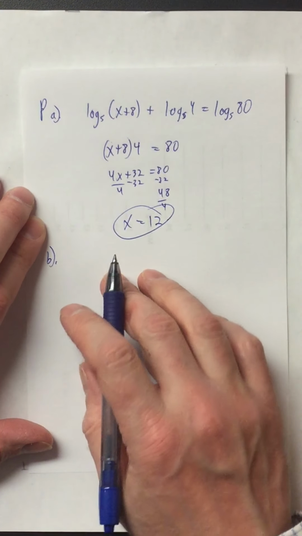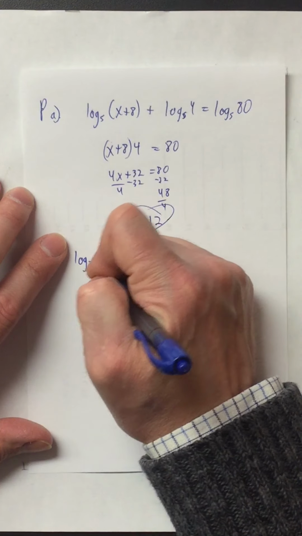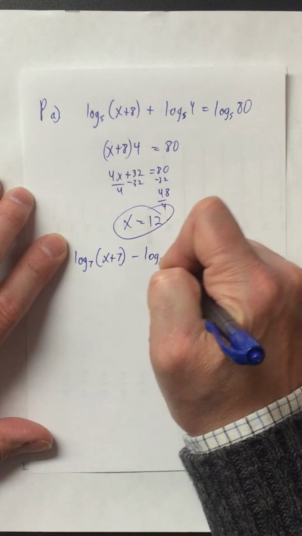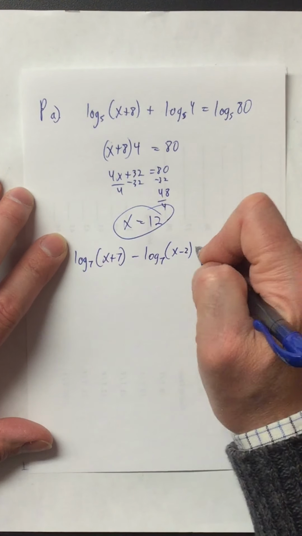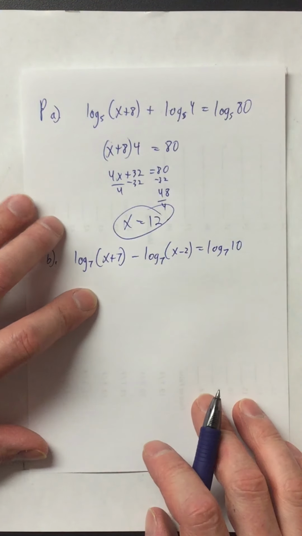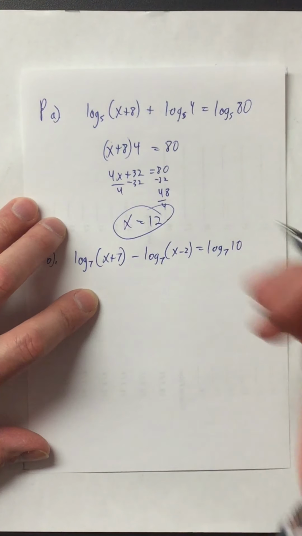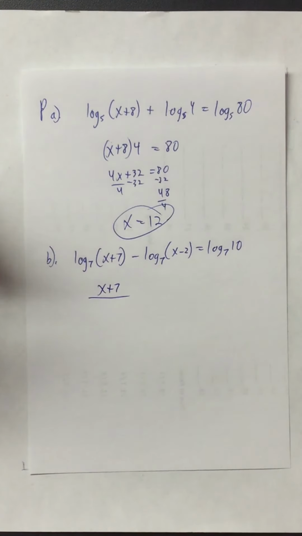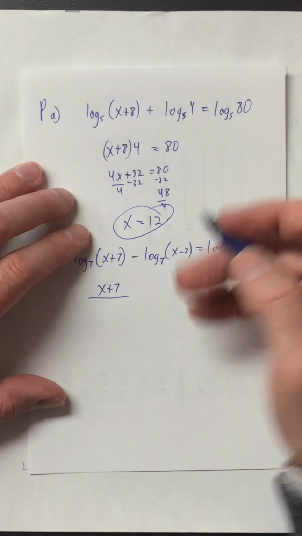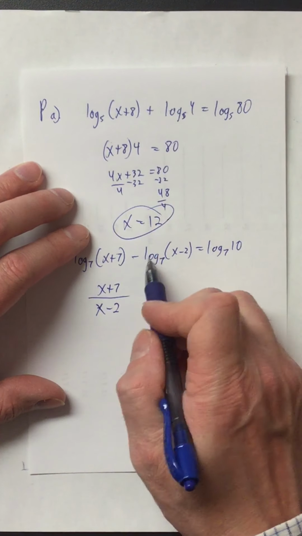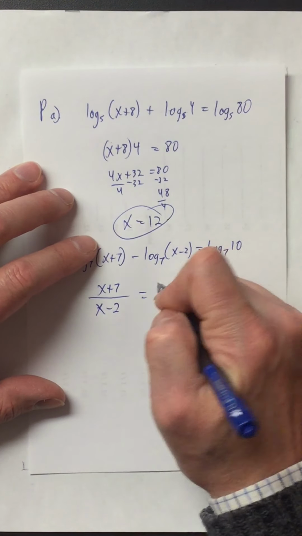Let's look at practice problem B. We have log base 7 of (x plus 7) minus log base 7 of (x minus 2) equals log base 7 of 10. We can divide away the log of 7 because it's in each term. We're going to write x plus 7, and then subtraction, when we subtract logs, that's really the same thing as division. So we're using that backwards and writing it this way. The subtraction is actually division, and that's going to be equal to 10.